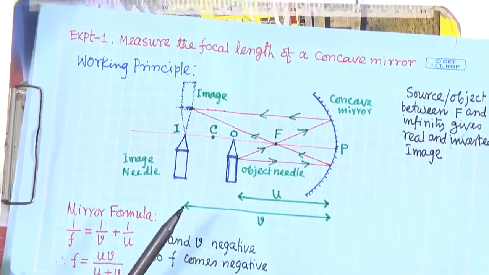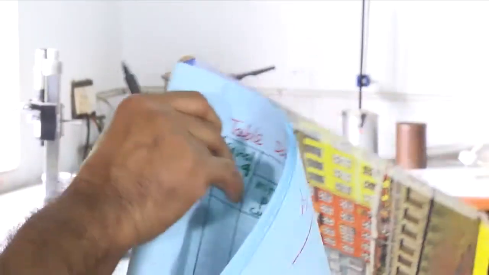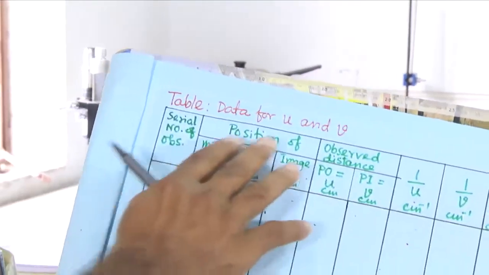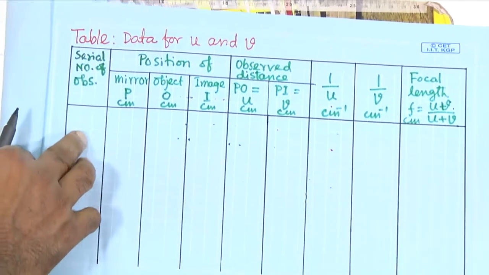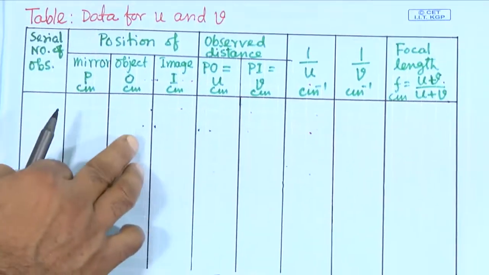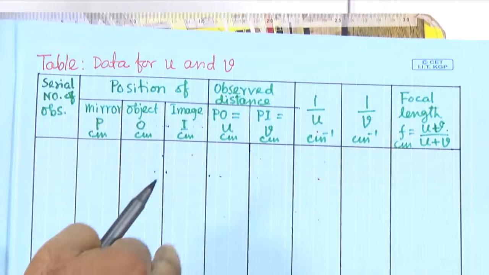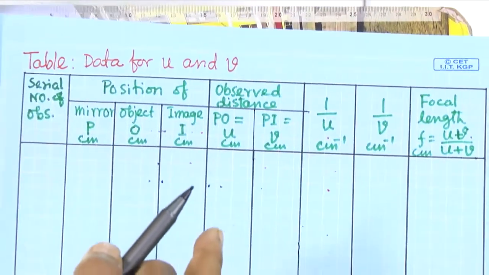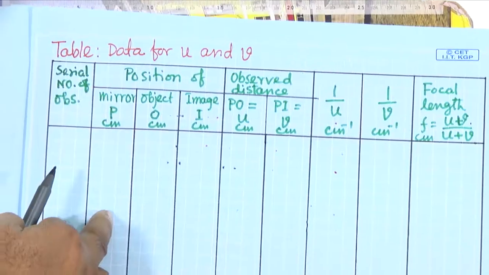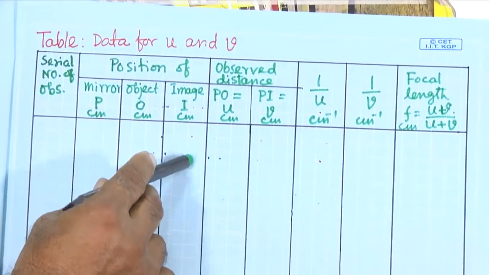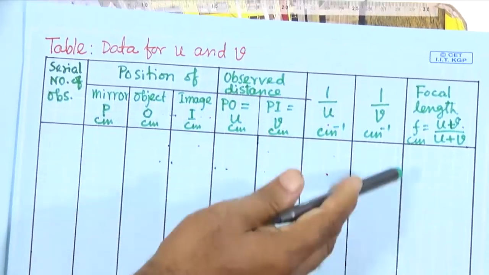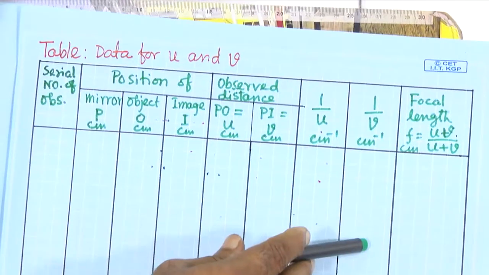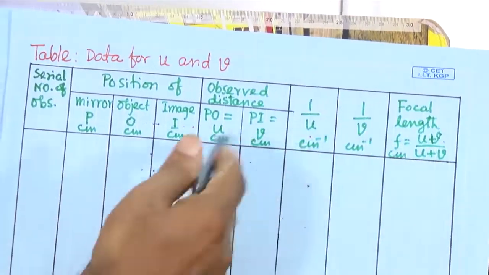Okay. So, now I will demonstrate the experiment, and this is the data table for u and v. Okay. That experiment we will do for different positions of the object, meaning different u values, okay, object distance, and the corresponding image distance we will find out, and basically you will get u and v. So, one can calculate 1 by u and 1 by v also. So, one can calculate the focal length when you know u and v.